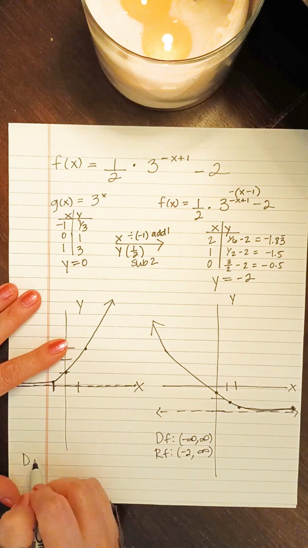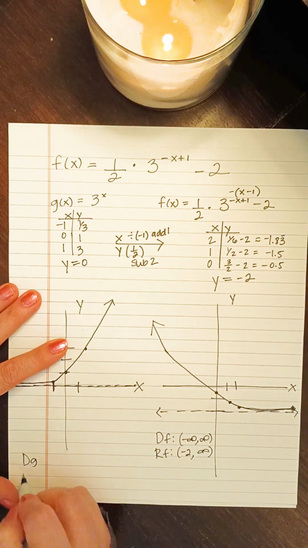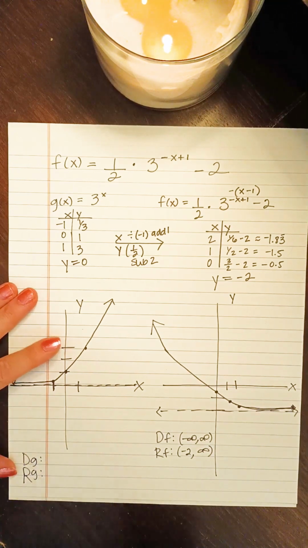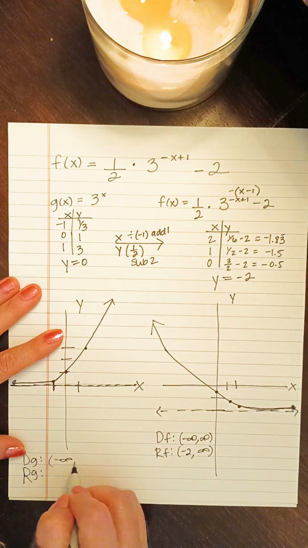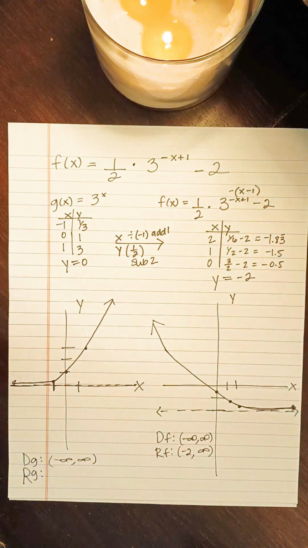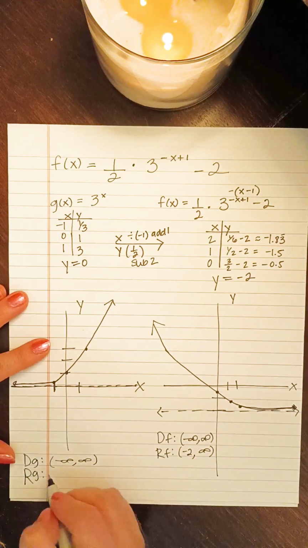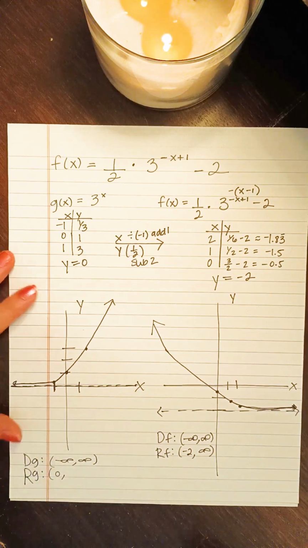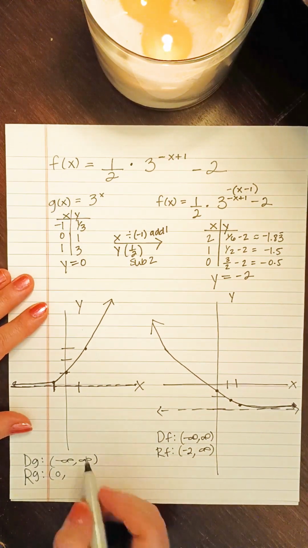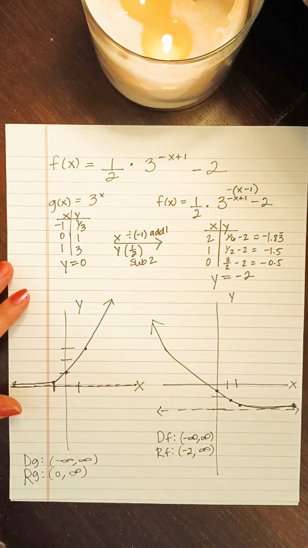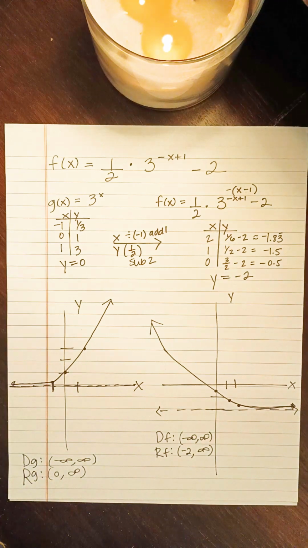So for this, the domain is negative infinity to infinity for an exponential. And the range, reading lowest to highest, is 0, not including, right? Because that's an asymptote. And then it just goes up. And that's it. That is how you graph an exponential function using transformations, and really any function using transformations.